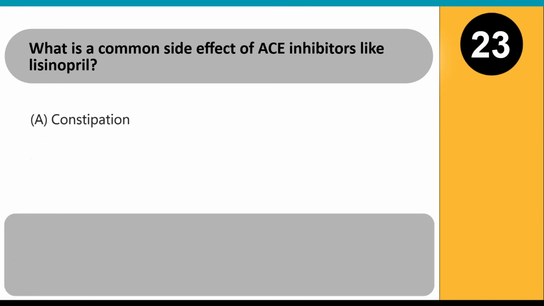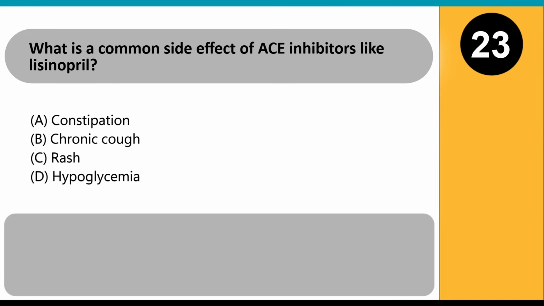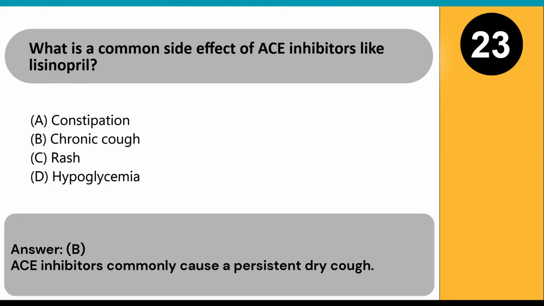What is a common side effect of ACE inhibitors like lisinopril? A. Constipation. B. Chronic cough. C. Rash. D. Hypoglycemia. Answer: B. ACE inhibitors commonly cause a persistent dry cough.